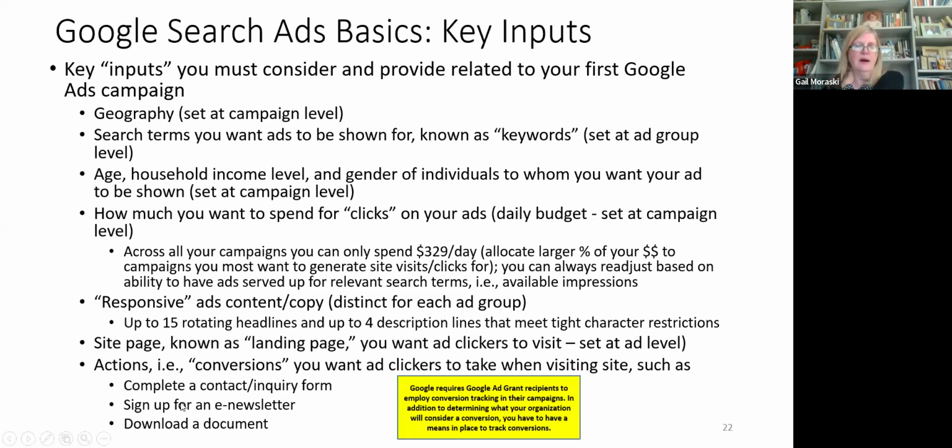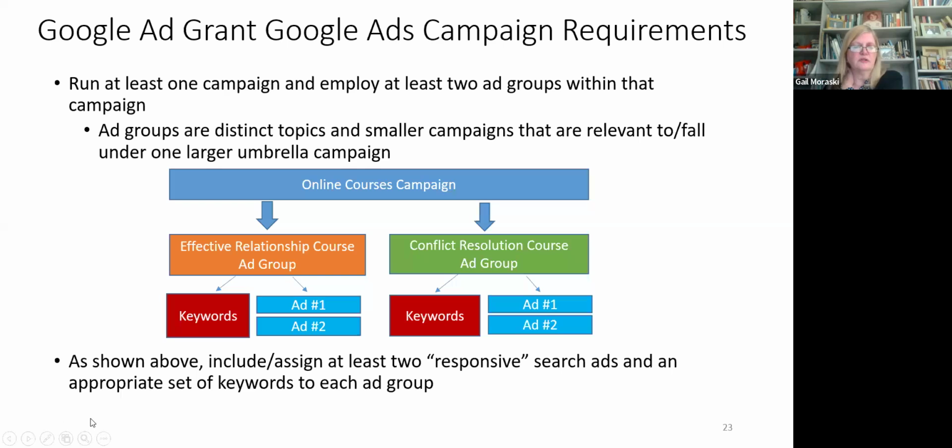And then you have to think about, obviously, what actions you want somebody to take when visiting your site. Again, those are called conversions, when somebody completes a desired action on your site, and you should think in advance what you're looking for them to do. And you do have to use conversion tracking as part of the Google Ad Grant requirement.